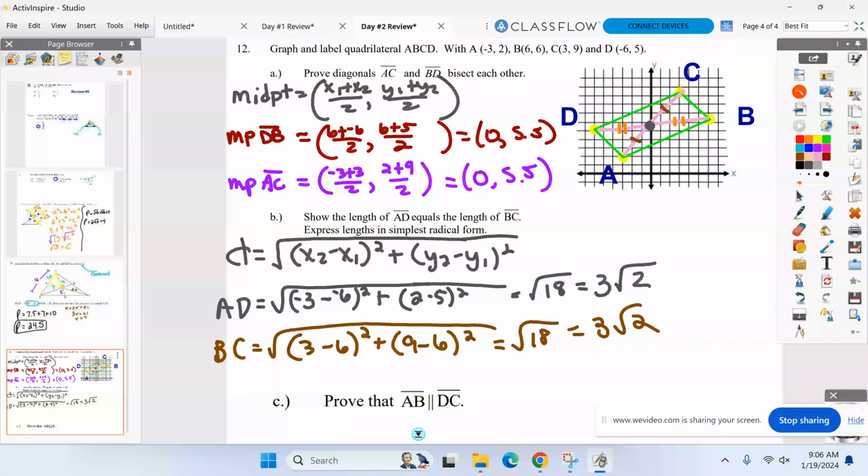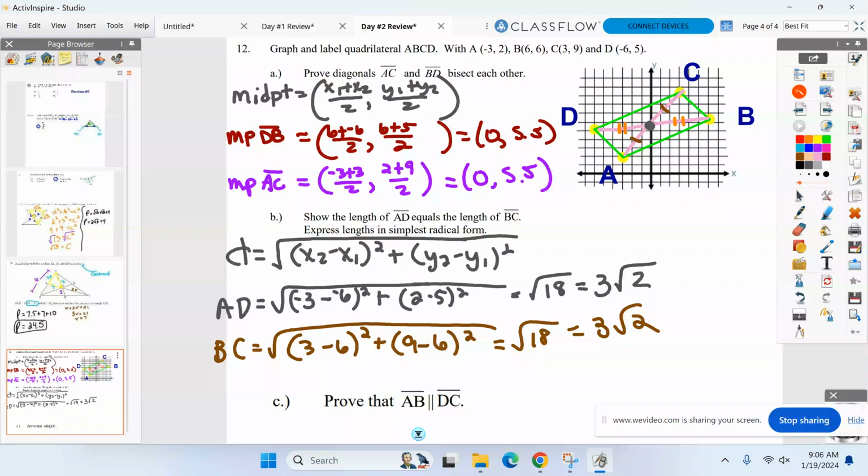For a question like this, where we have to write a sentence, probably write a little statement underneath saying, hey, they're equal because the distances are equal, or they bisect each other because the midpoints are equal. Okay, 3 radical 2. How are you going plugging that in? All right, you keep doing that. I'm going to go on to part C.